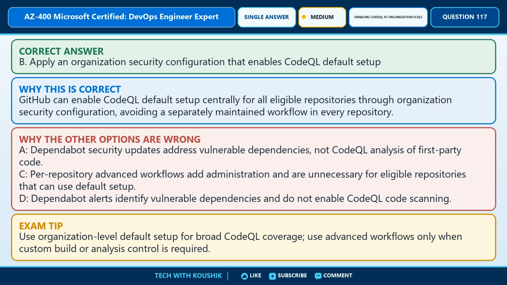Why are the other options not correct? A. Dependabot security updates address vulnerable dependencies, not CodeQL analysis of first-party code. C. Per-repository advanced workflows add administration and are unnecessary for eligible repositories that can use default setup. D. Dependabot alerts identify vulnerable dependencies and do not enable CodeQL code scanning. Exam tip. Use organization-level default setup for broad CodeQL coverage. Use advanced workflows only when custom build or analysis control is required.